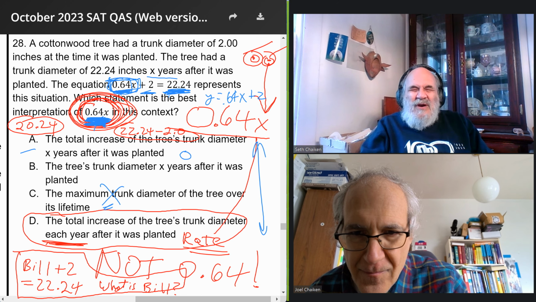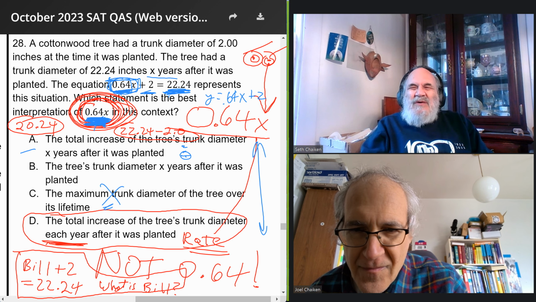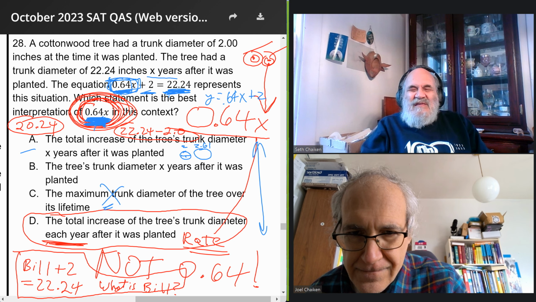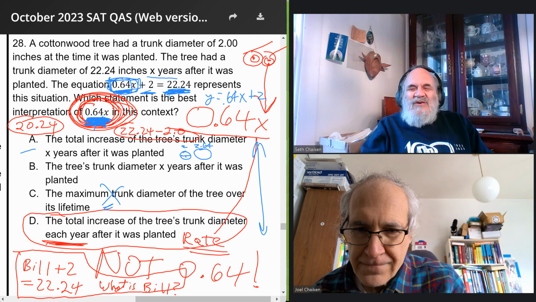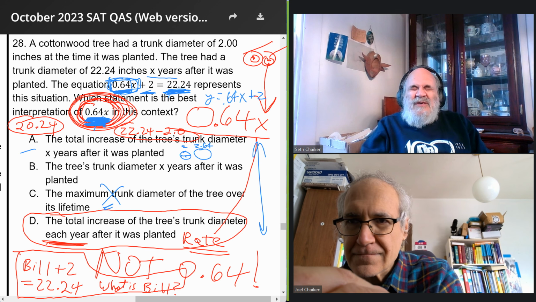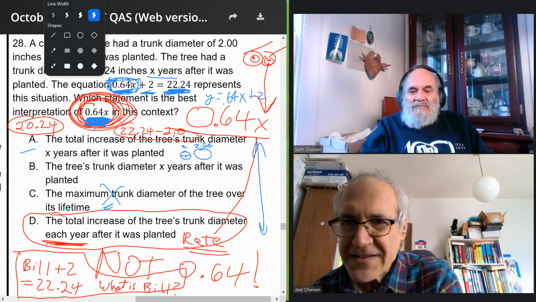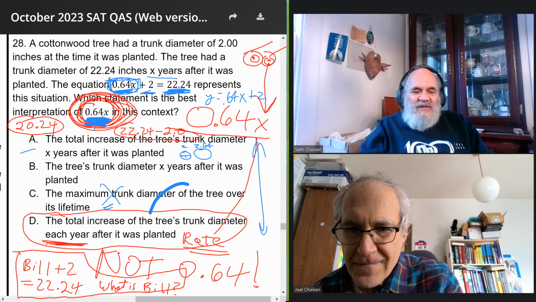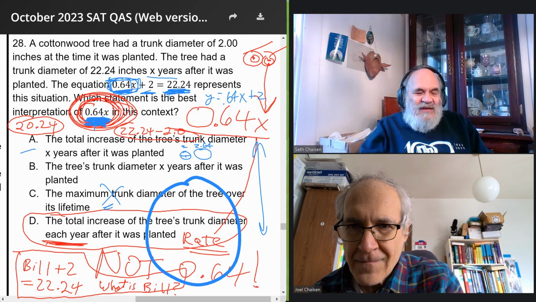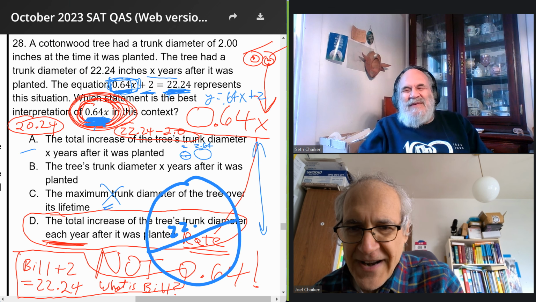There's no information about whether there's a linear rate over any period of time. Actually, it really makes no sense. The growth rate differs; it varies according to the season. No, but not only that, Seth.